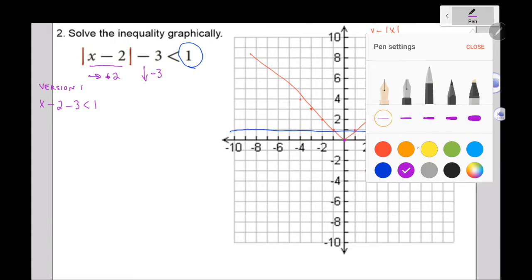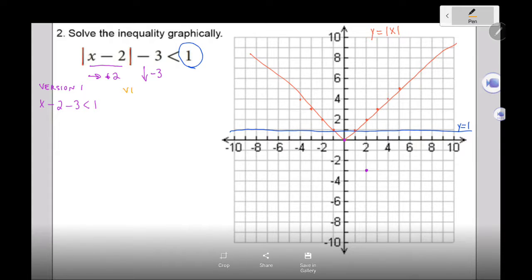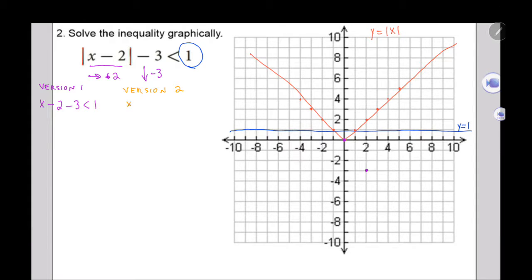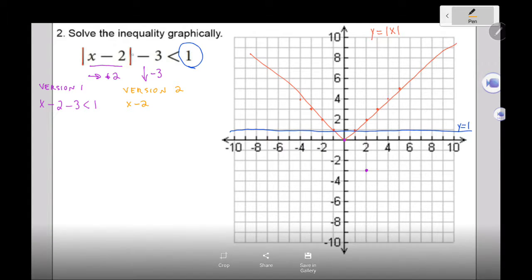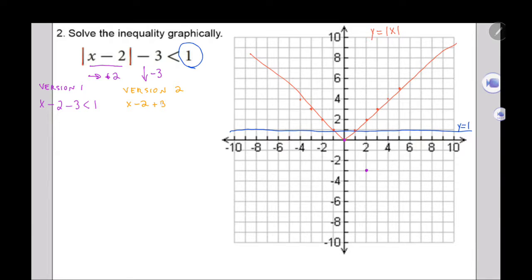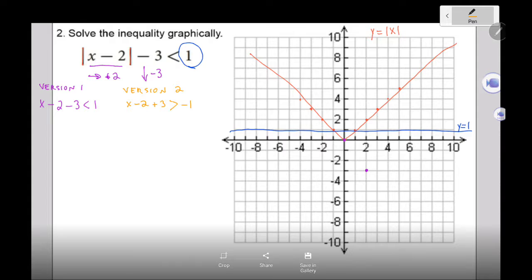And then let me also do version 2. When you have an absolute value, you're thinking there are 2 different versions, because there are positive values of x that will work, and there are also negative values of x that will work. So we will say x - 2. That part doesn't change because that's inside the absolute value. But the negative 3 in our second version becomes positive 3, and our less than becomes greater than, and our 1 becomes negative 1. Everything outside of the absolute value changes to the opposite. Okay, so we're going to get 2 answers now for x. Let's go ahead and solve these.